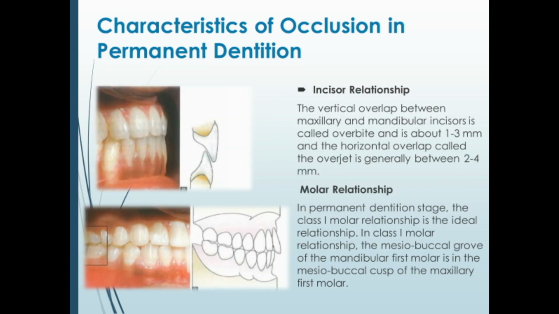Incisor relationship: the vertical overlap between maxillary and mandibular incisors is called overbite and is about 1 to 3 millimeters, and the horizontal overlap, called the overjet, is generally between 2 to 4 millimeters. Normal relationship for molars: in the permanent dentition stage, the Class I molar relationship is the ideal relationship. In Class I molar relationship, the mesiobuccal groove of the mandibular first molar is in line with the mesiobuccal cusp of the maxillary first molar.